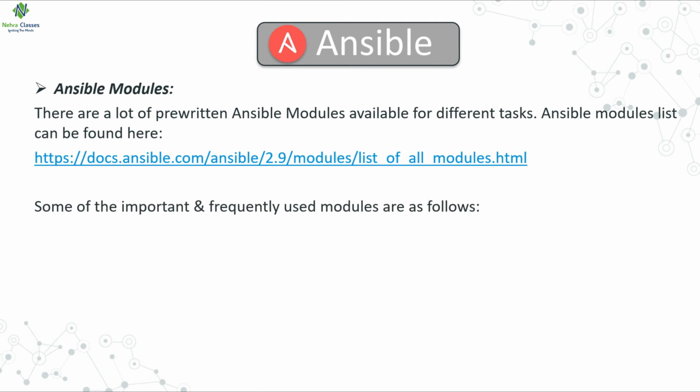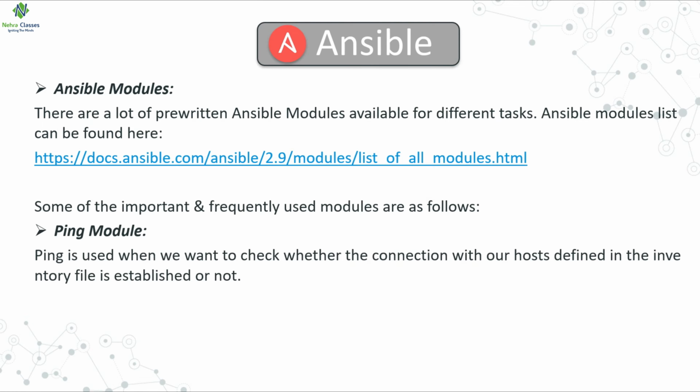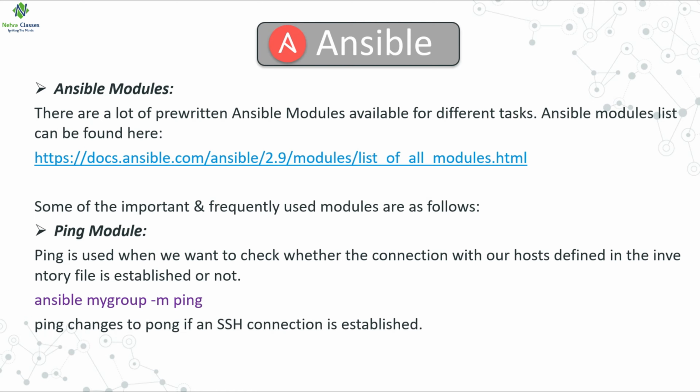Here we are going to discuss some important and most frequently used modules in this tutorial, like the ping module. As you know, the ping module is used to check the connectivity with the nodes or the hosts, and we execute the command like this. We mention ansible, after that the group name, and then the module name, that is ping, with option -m. And if we want to execute this command from a different account, we can also mention -u and the username there. In the output, we see that ping changes to pong if an SSH connection is established. I will show you the working of these modules on the terminal also later.